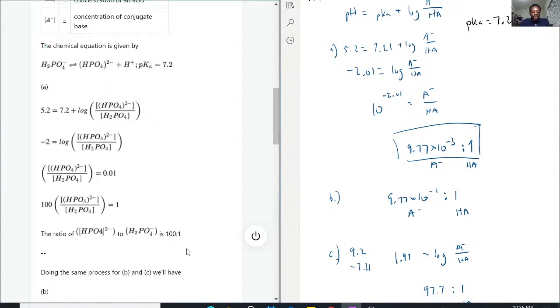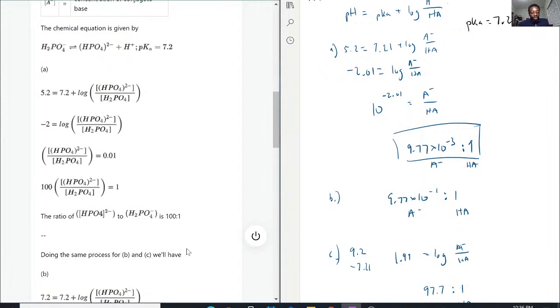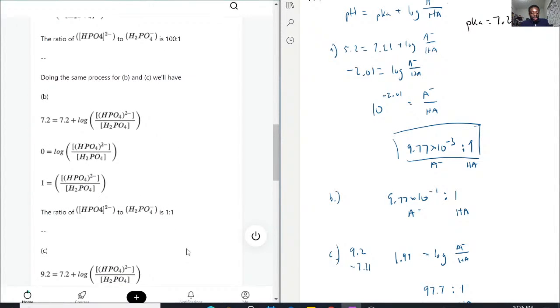I would actually say that the ratio of acid to base, in this case, would be 1 to 100. Because you can see here when you do the log, the base divided by acid is 0.001. So to multiply both sides, you'd see that there's 0.001 for every 1, or 1 for every 100. So this is actually incorrect. They kind of had it backwards.